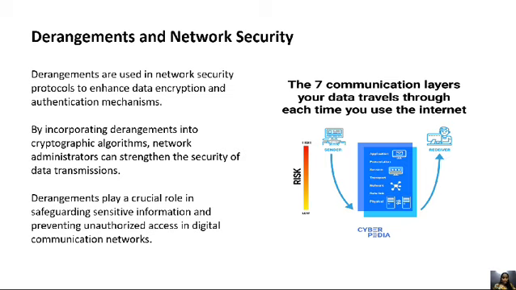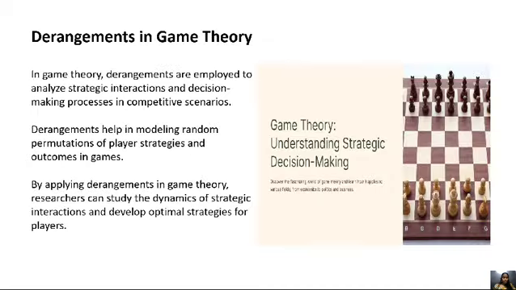Derangements and network security. Derangements are used in network security protocols to enhance data encryption and authentication mechanisms. By incorporating derangements into cryptographic algorithms, network administrators can strengthen the security of data transmission. Derangements play a crucial role in safeguarding sensitive information and preventing unauthorized access in digital communication networks.